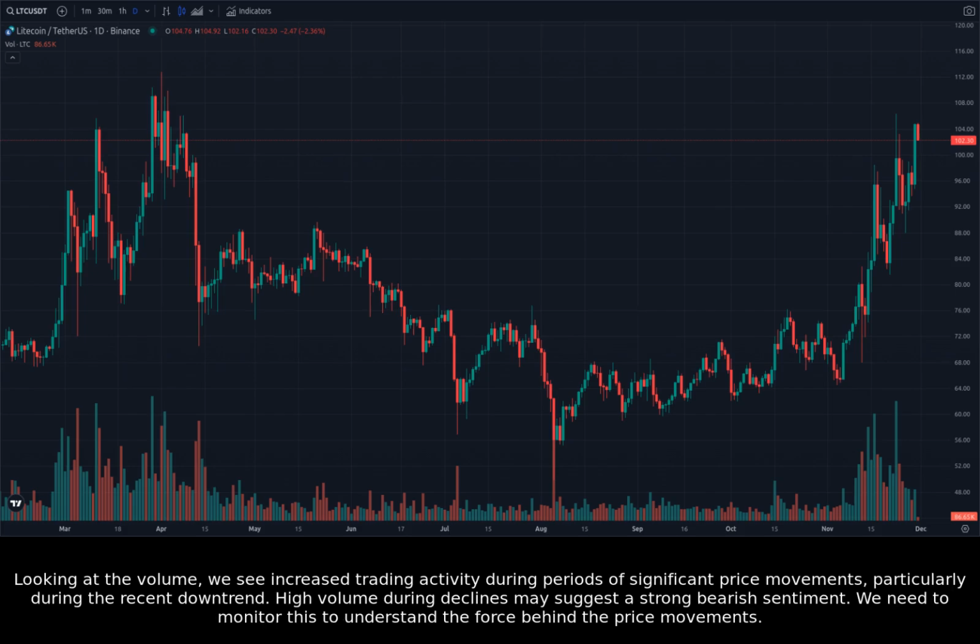Looking at the volume, we see increased trading activity during periods of significant price movements, particularly during the recent downtrend. High volume during declines may suggest a strong bearish sentiment. We need to monitor this to understand the force behind the price movements.